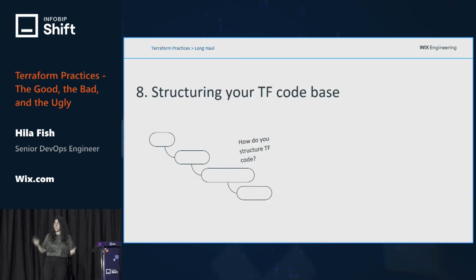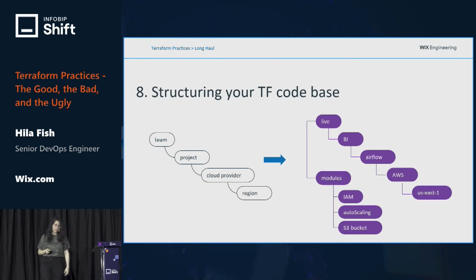So first of all, structuring your Terraform code base. You can structure it in many different ways, but if you plan ahead, you can really do it in a way that makes sense, and I will show you an example. This is how we structure the Terraform code base at Wix. We have team, project, cloud provider, and region. This is an example. So live and modules, as we said. Live is where we call the modules. Then BI is the team, Airflow is the project, AWS is the cloud provider, and US East 1 is the region.